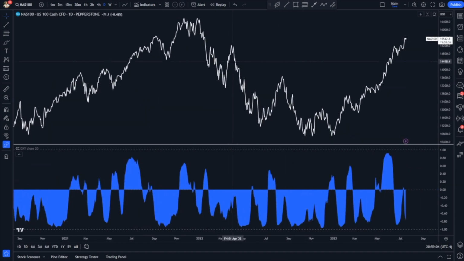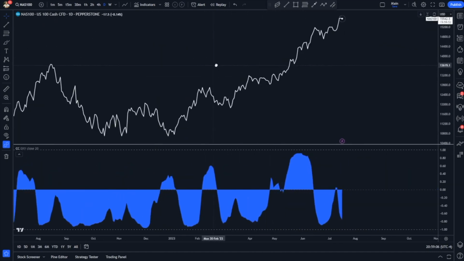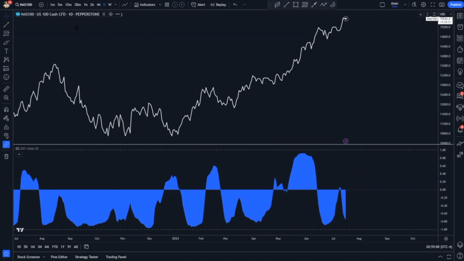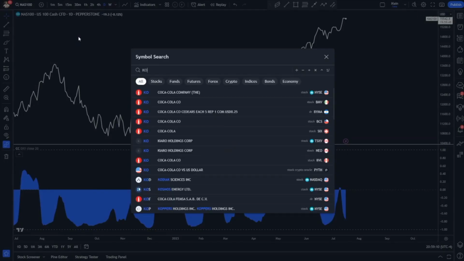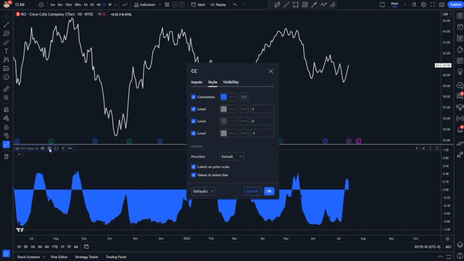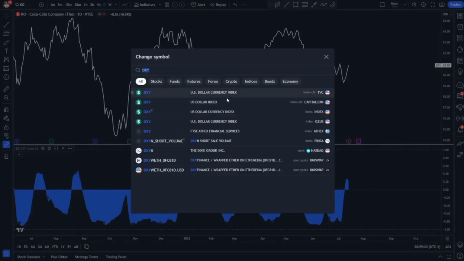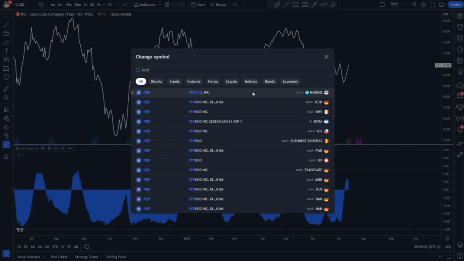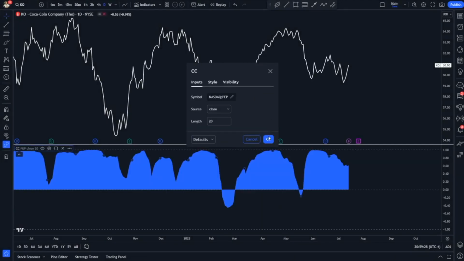Now, correlations are cool because there are so many of them that we could study. I'm going to show you another one. Let's take a look at KO. This is one that I always like to study for simplicity. We have Coca-Cola pulled up, but let's now change this down here. Instead of DXY, we're going to change this to Coca-Cola's number one competitor, Pepsi. PEP is the symbol. Now we're looking at a stock example.